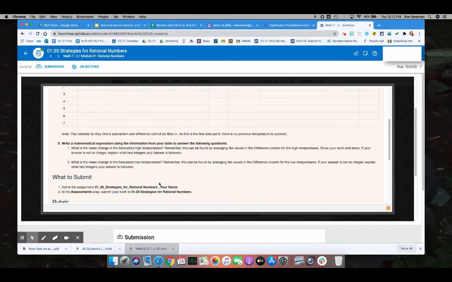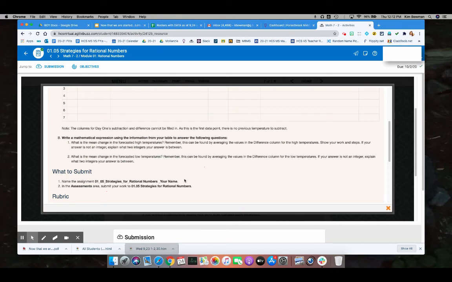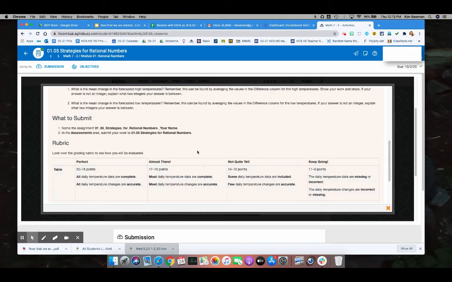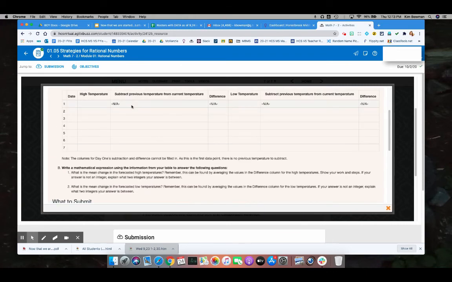Okay. What to submit? Name the assignment as follows, and instead of your name, you're going to put last name, comma, first name. So Smith, comma, Joe. In the assessments area, submit your work to 1.05 strategies for rational numbers. So that's what you're going to put in there, the document that you create. How are you going to create that document? Well, that's up to you. The easiest way is going to be for you to do a Google Sheet just like this.